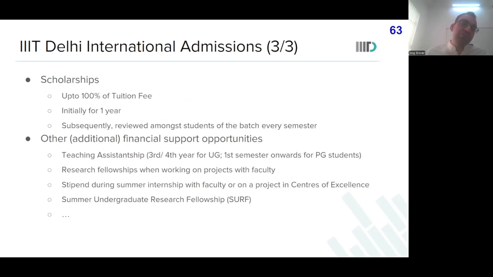In terms of scholarships, we have up to 100% tuition fee scholarships available. The scholarships are initially given for 1 year only. And subsequently, at the end of first year, and then after every semester, they are reviewed amongst the international students of the batch eligible for these scholarships, and they are redistributed. This is done to ensure that any misjudgment that we may do at the time of admission is corrected, and students who are truly meritorious get the scholarship.